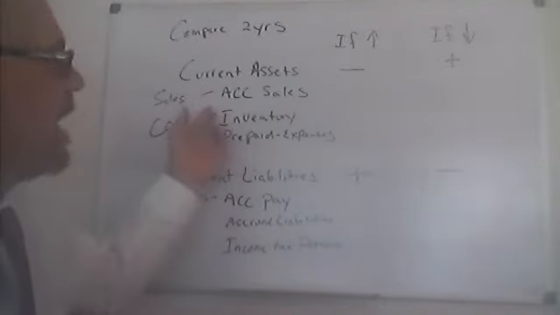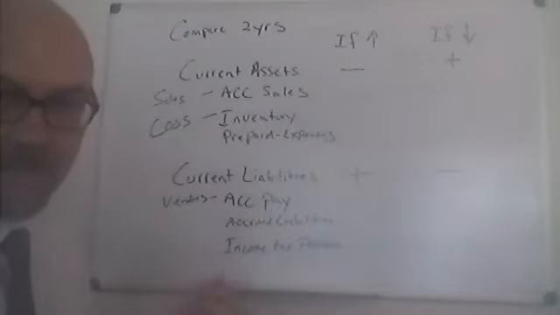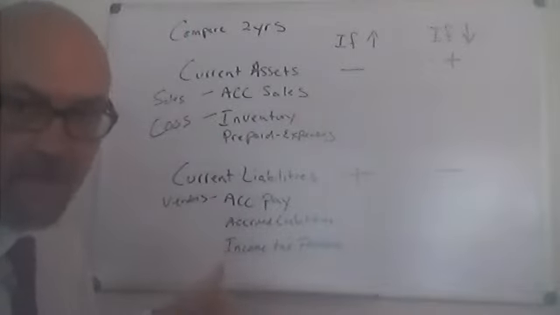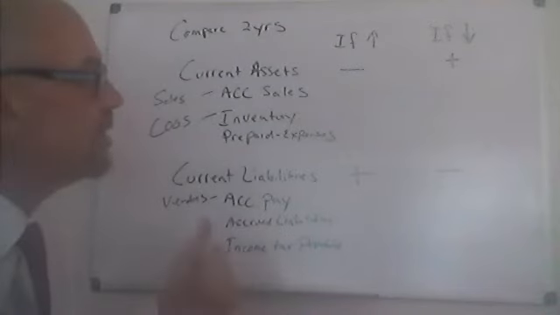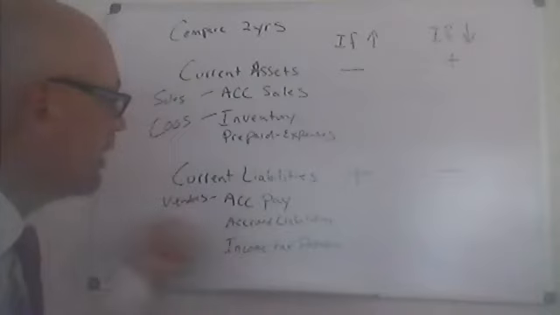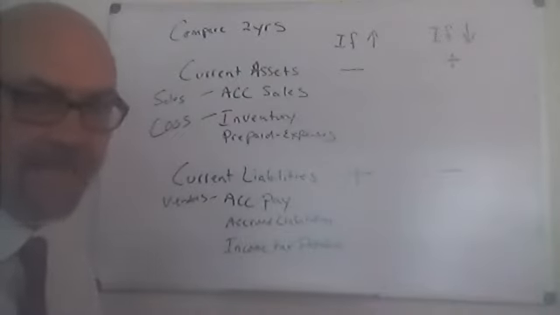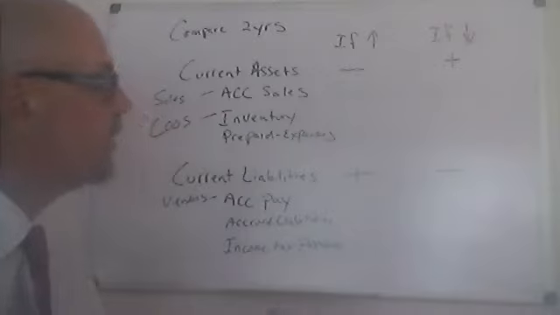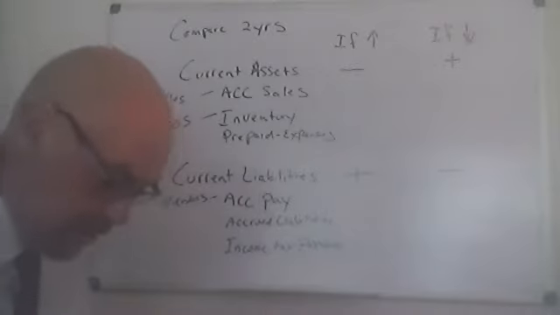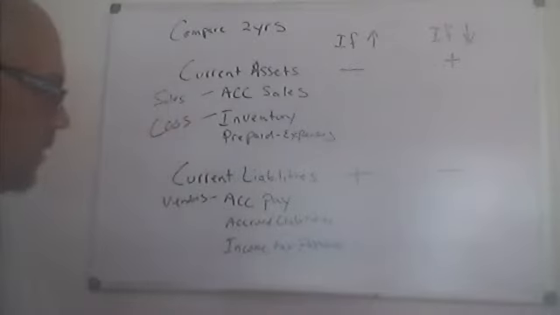Okay. Current assets do the opposite. If current assets increase from year to year, you need to subtract them out of your net income. If they go down from year to year, add them back in. Current liabilities match it perfectly. If the current liabilities increase, add it to your net income. If the current liabilities decrease, subtract it from your net income.